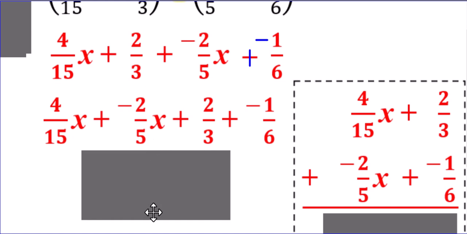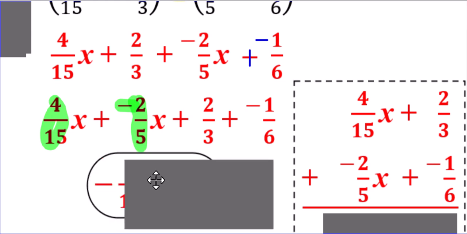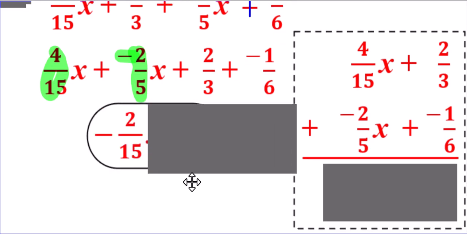But since you're allowed to use a calculator, you can just go ahead and enter in the fractions. There is no variable key that you hit. Just type in the coefficients here. We got 4/15 and negative 2/5. Enter that into your calculator, obviously with plus in between. And that should give you negative 2/15.